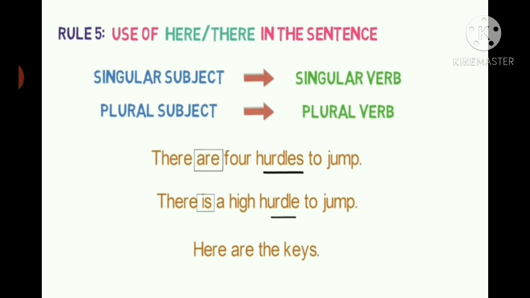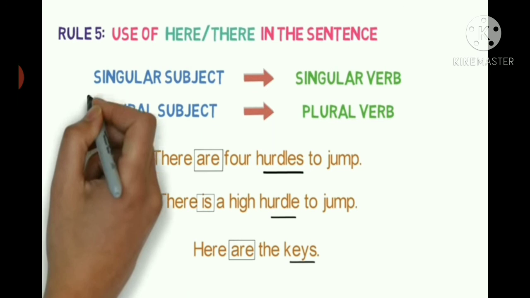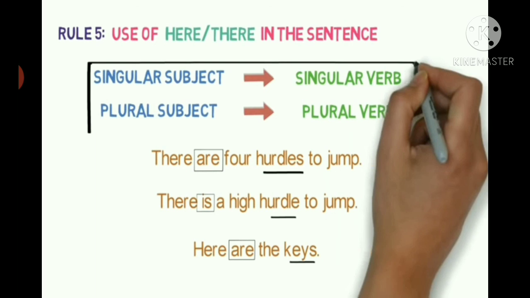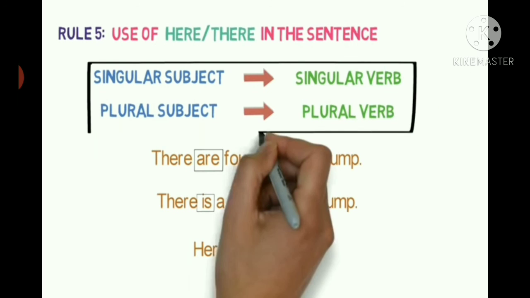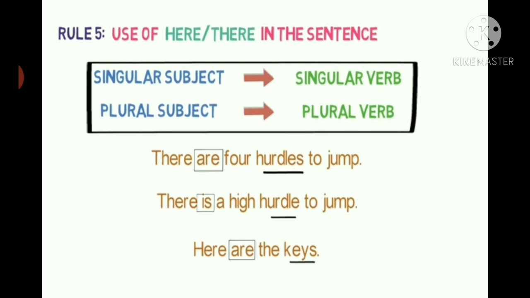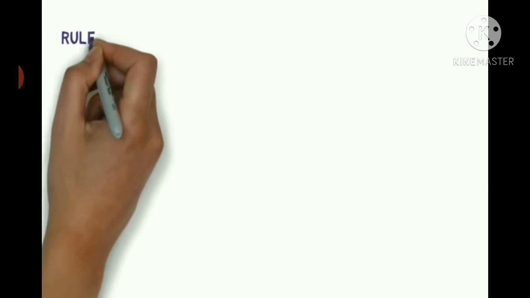Over here, next, there is a high hurdle to jump. Hurdle means 1 hurdle. That is why is. Here are the keys. Keys, plural subject. That is why plural verb are. So, according to the subject, we are going to use verb. For singular subject, singular verb, plural subject, plural verb.